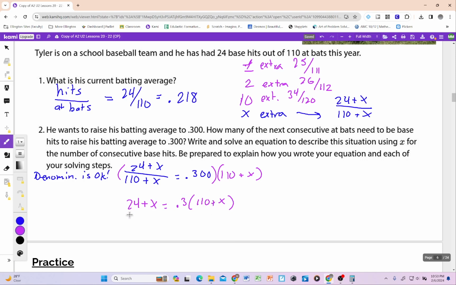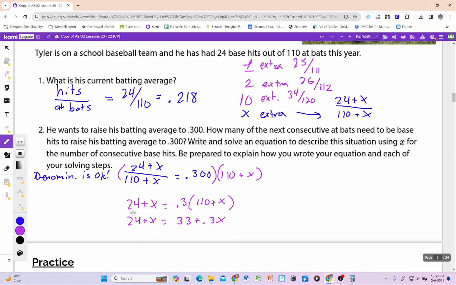We're going to distribute. So 33 plus 0.3x. You can prove that to yourself: 110 times 0.3 is 33. And I know that because 11 times 3 is 33, and I can just move the decimal point as much as I need to.